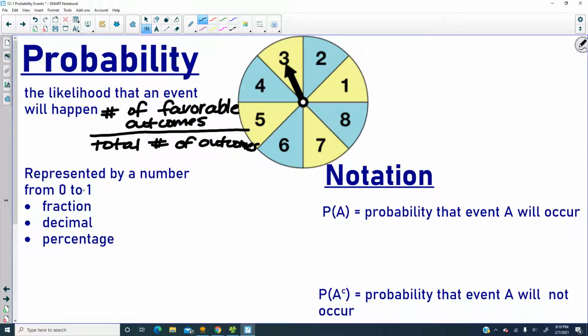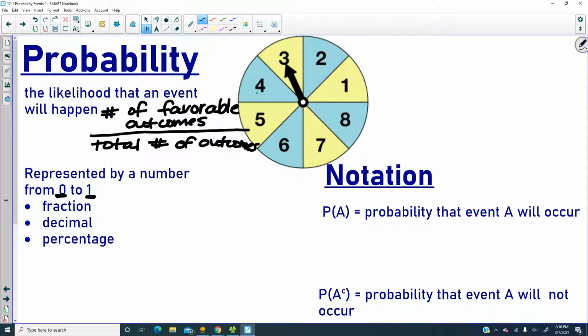It'll be represented by a number between 0 and 1. If probability is 0, that event is not going to happen. 0 chance it will happen. If probability comes out to be 1, it's definitely going to happen. So probability will be represented by a number from 0 to 1 as a fraction, decimal, or percentage. There's some notation. We read P of A as the probability that event A will occur.